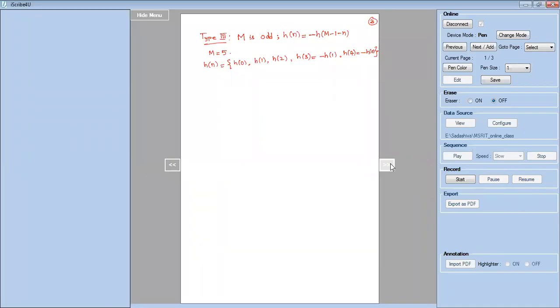Yes, sir. What about this middle value? It must be 0. So then what I am getting for h of z is equal to h of 0 plus h of 1 into z to the power of minus 1, minus h of 1 into z to the power of minus 3, minus h of 0 into z to the power of minus 4. I hope nobody is having any issues here.